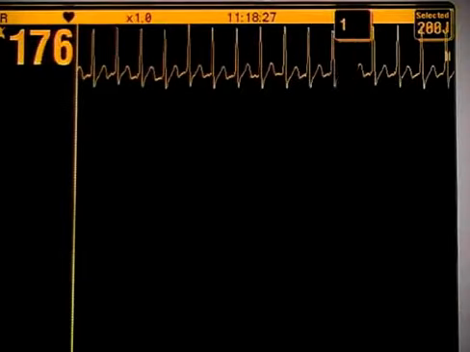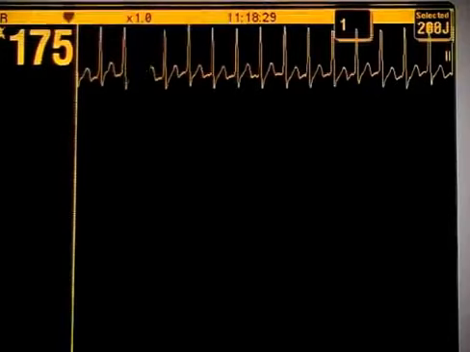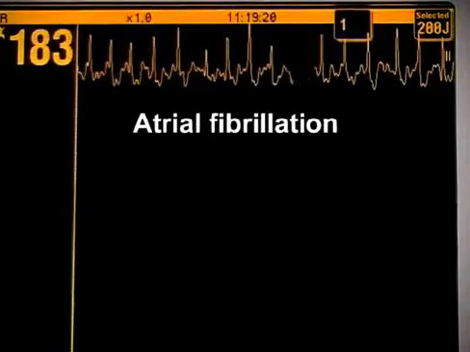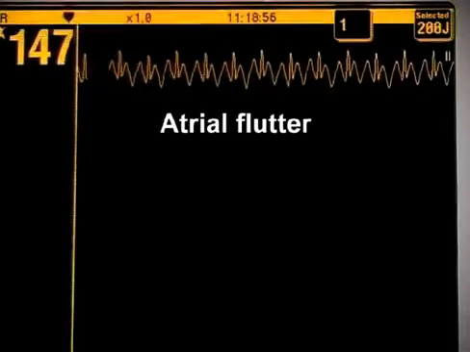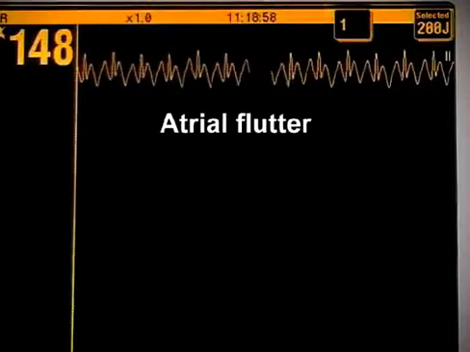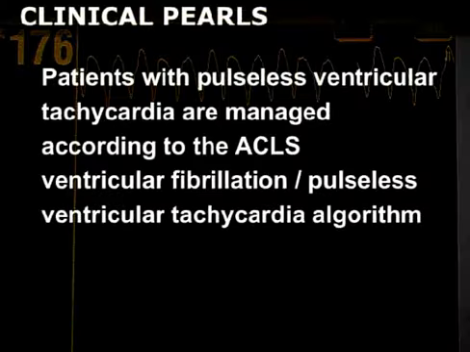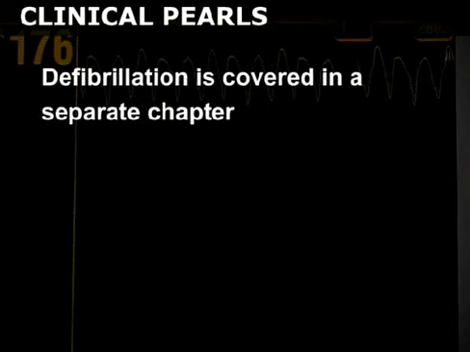Examples of tachydysrhythmias amenable to kardiyoversiyon include supraventricular tachycardia, atrial fibrillation or atrial flutter with a rapid ventricular response, and ventricular tachycardia with pulses. Patients with pulseless ventricular tachycardia are managed according to the ACLS ventricular fibrillation pulseless ventricular tachycardia algorithm, and thus should be defibrillated instead of cardioverted. Defibrillation is covered in a separate chapter.